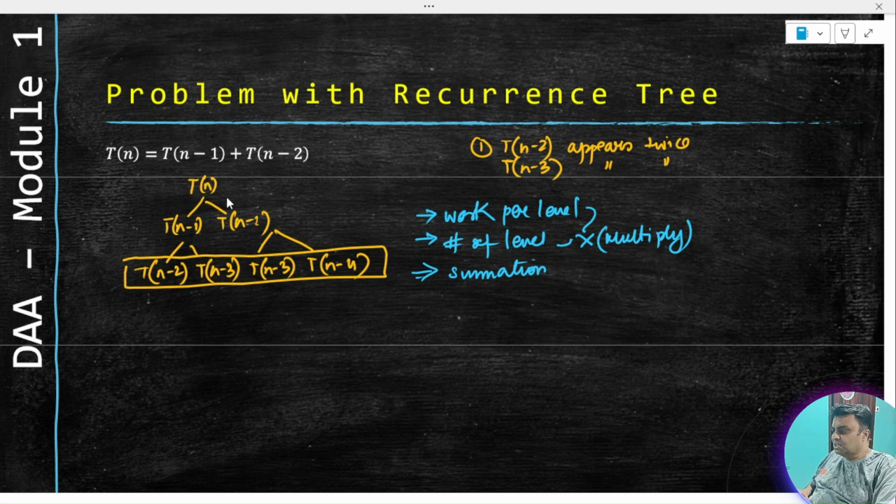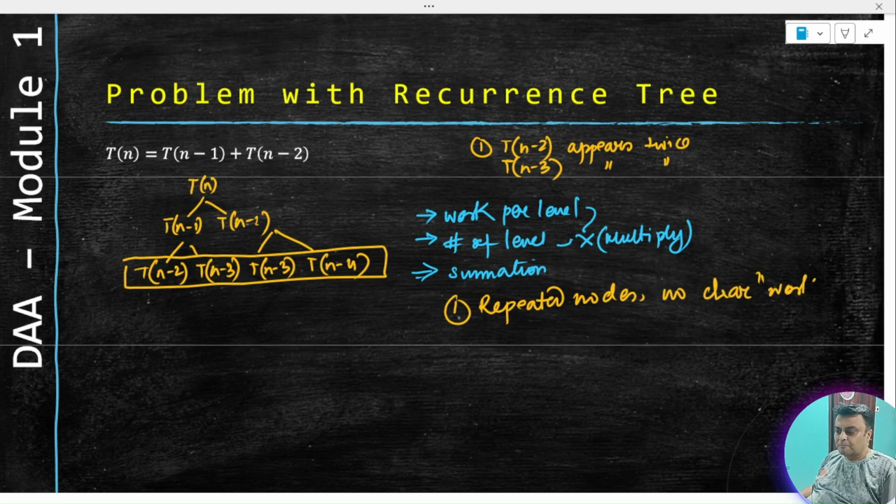But if you see here, the first problem we have is repeated nodes. Repeated nodes mean there is no clear work per level. If I want to find a pattern of the work per level, there is nothing clear, because it is getting repeated, right? So that's where we have a problem.